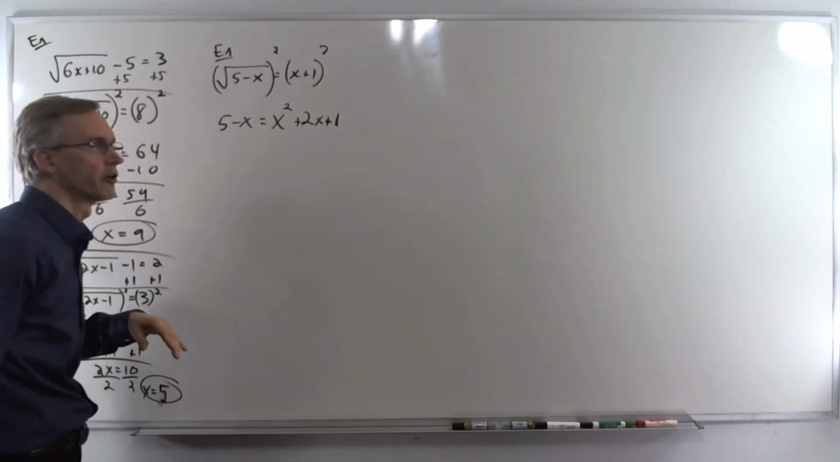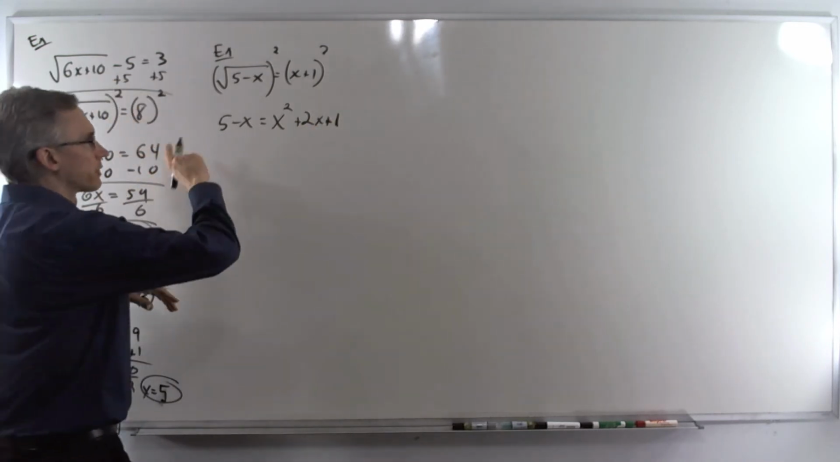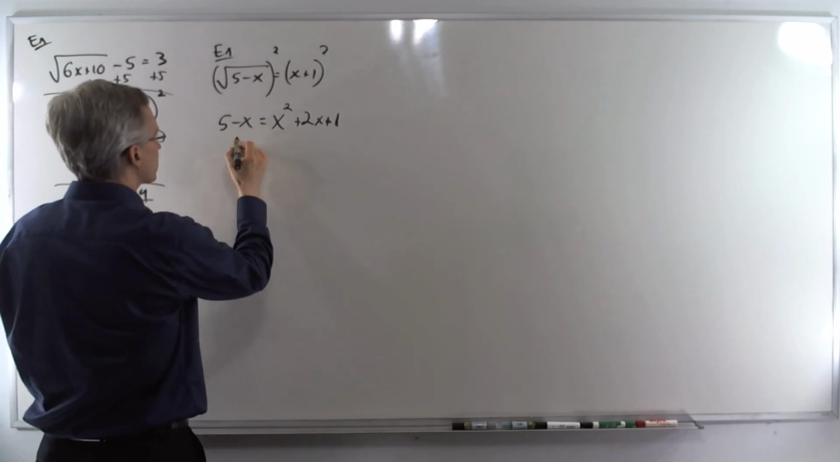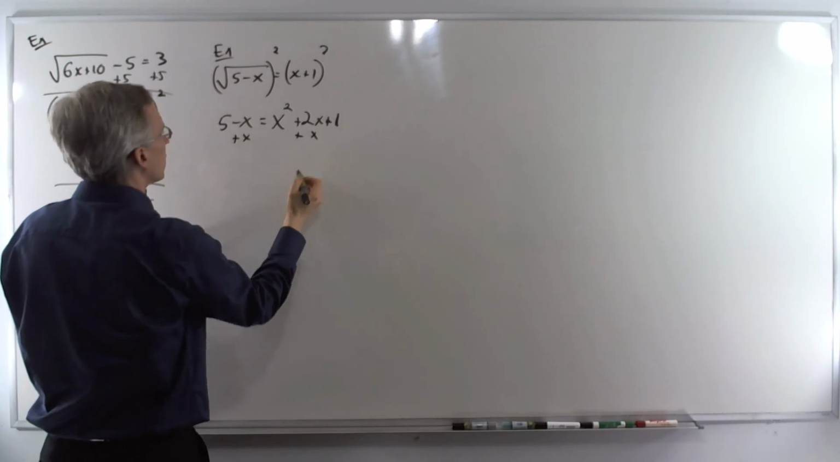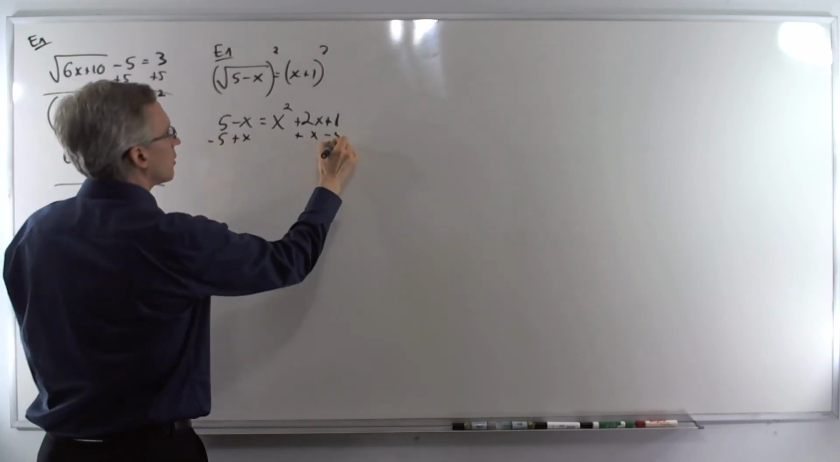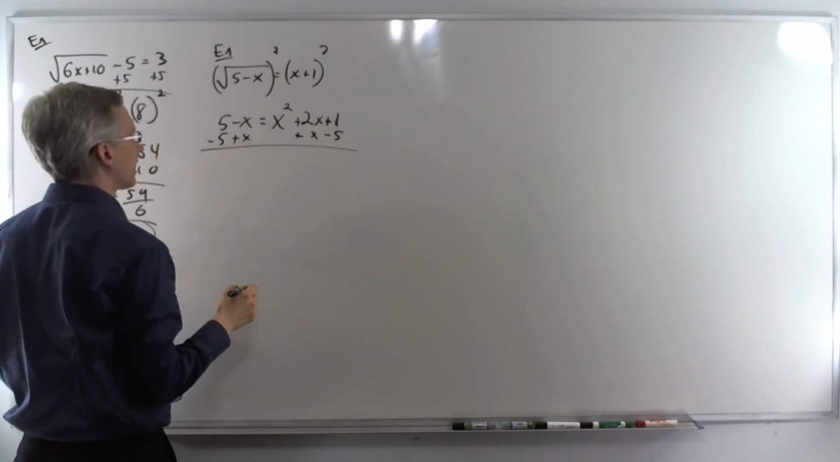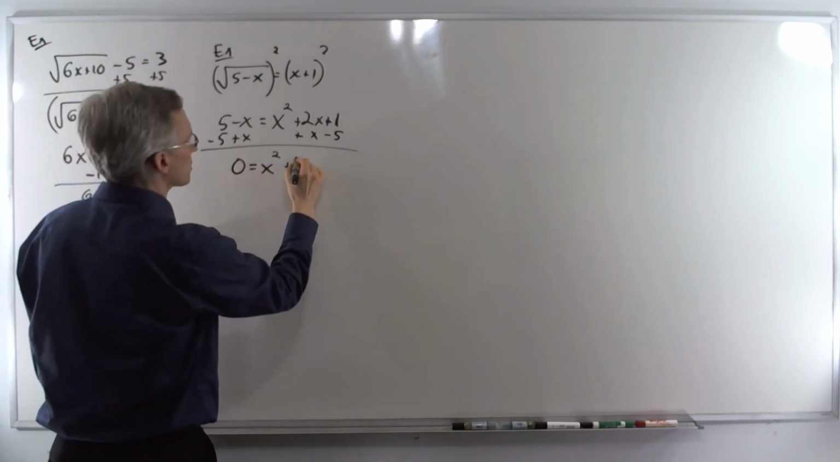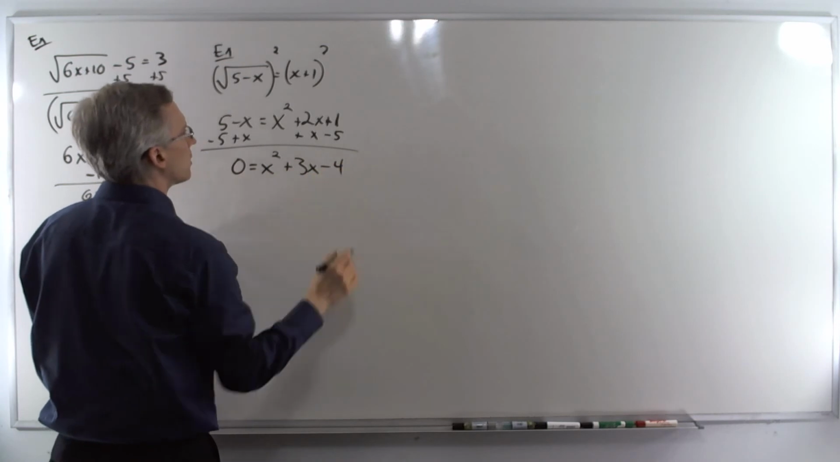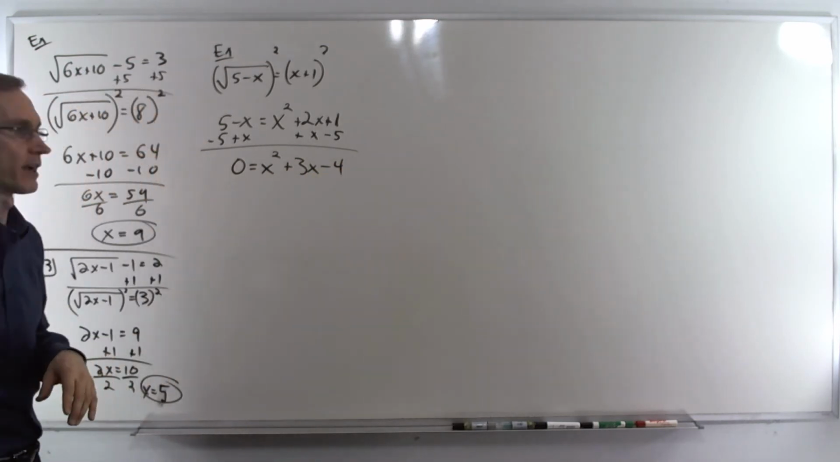perfect square trinomial formula. All right, now I want to get everything to one side so we can solve this, because we're going to use the zero factor property. So I'm going to subtract 5 from both sides and add x. Then we get 0 equals x squared plus 3x minus 4. Now we can factor.